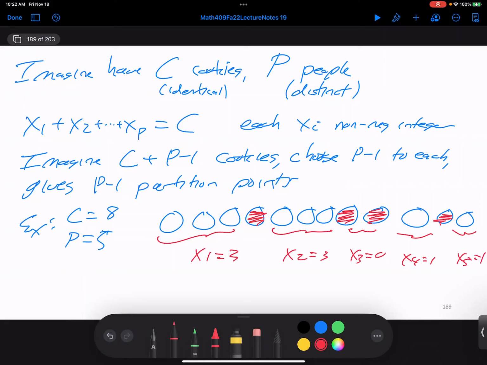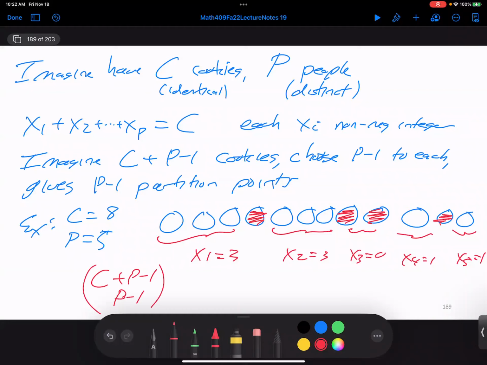By putting in 4 partition points, I'm now left with C cookies. Everything up to the first eaten cookie goes to the first person. Everything between the first eaten cookie and the second goes to the second person, and so on and so on. There's a one-to-one correspondence between the number of ways I can choose 4 cookies from 8 plus 5 minus 1 and the number of ways to divide the cookies. And that's where you get the formula C plus P minus 1 choose P minus 1.